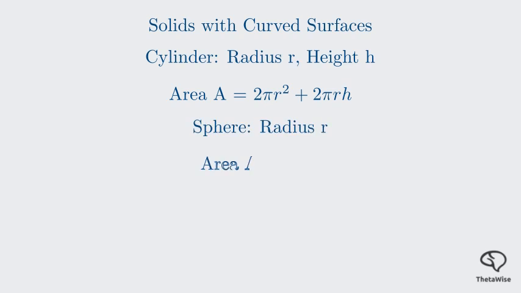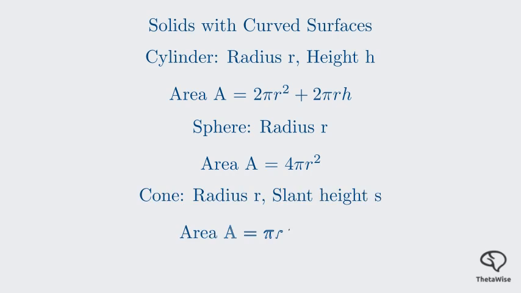Next, for a sphere with radius r, the surface area is given by the formula A equals 4 pi r squared. There's only one curved surface, and this formula covers its entire area. This is a compact and very important formula to remember. Finally, for a cone with radius r and slant height s, its surface area is made of a flat circular base with area pi r squared and a curved side. Imagine unrolling the curved side. It forms a sector of a circle. Its area is pi r s. So, the total surface area is pi r squared plus pi r s.